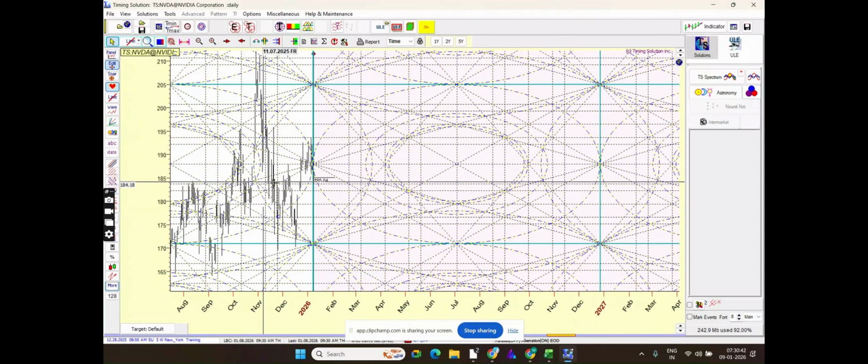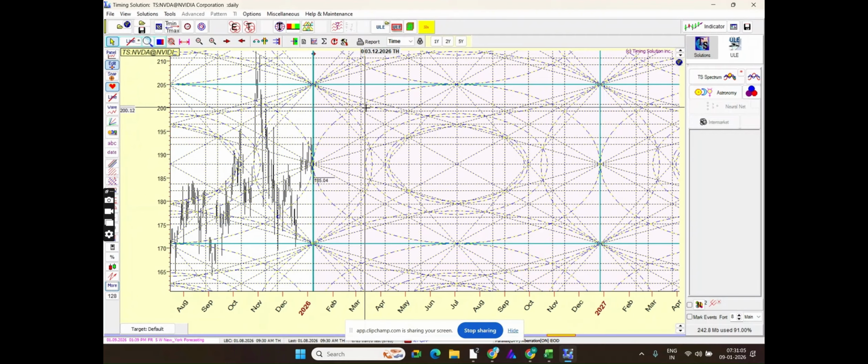Now for the Nvidia price cycle for growth, it should stay above 187.87 for the year 2026, above which growth can happen, below which we can go sideways to corrective mode. In this square, we have the falling one by one angle and the rising one by one angle crossing at 4th of July. So this time period is very, very critical for Nvidia stock.